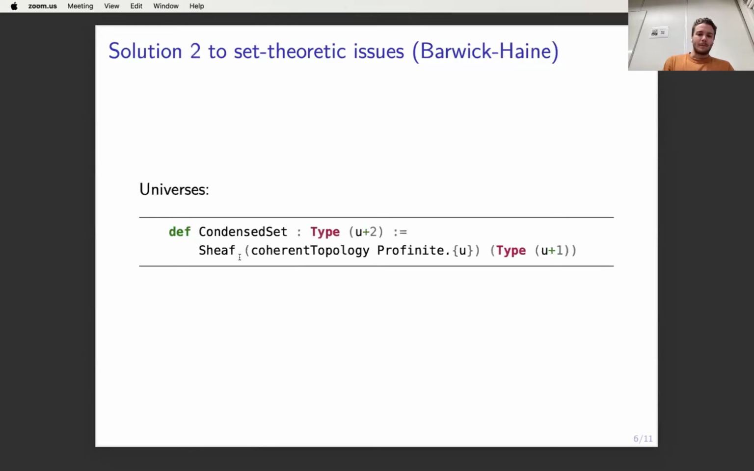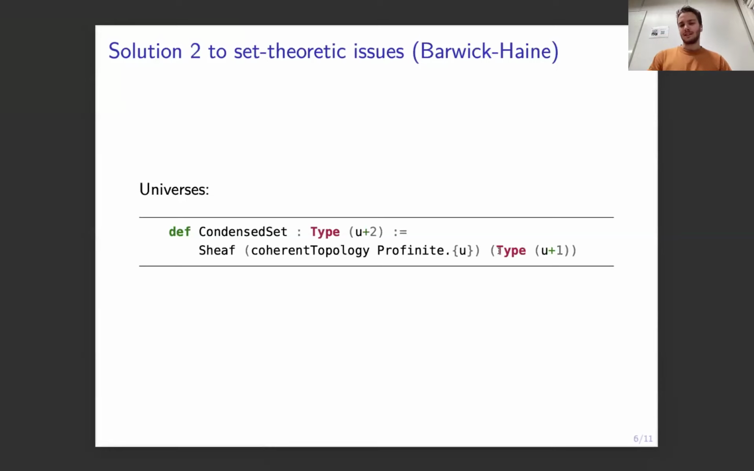So this way we just make our sheaves take values in a category of bigger sets somehow. So it's a sheaf for the coherent topology on U-small profinite spaces, taking values in U plus 1 small sets. And actually, Lean's universes make this very, very convenient, and yeah, so this is a very convenient solution for us.